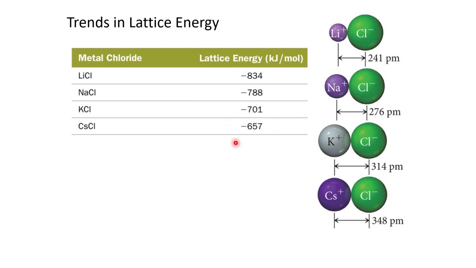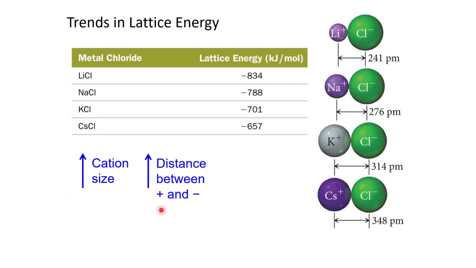Now there's still quite a bit of energy in here. It's negative 657 kilojoules per mole, but it is less negative than this one. So when you're looking at negative numbers, the closer to zero, the less favorable it is, or the more negative it is, the more favorable it is, okay? So most favorable, least favorable. Still favorable overall, but less so than the three above it. So to summarize, as the cation size goes up, the distance between the two charges increases, which is what decreases the lattice energy.